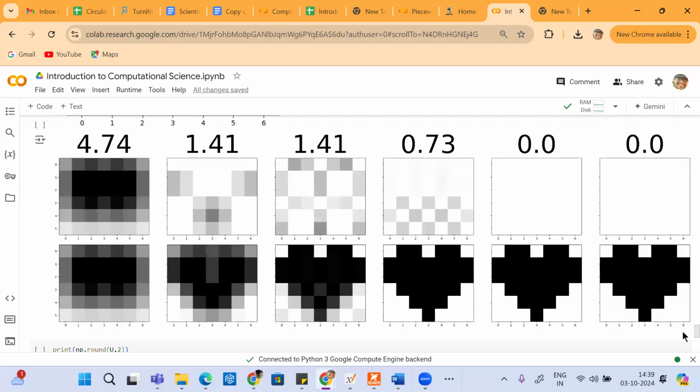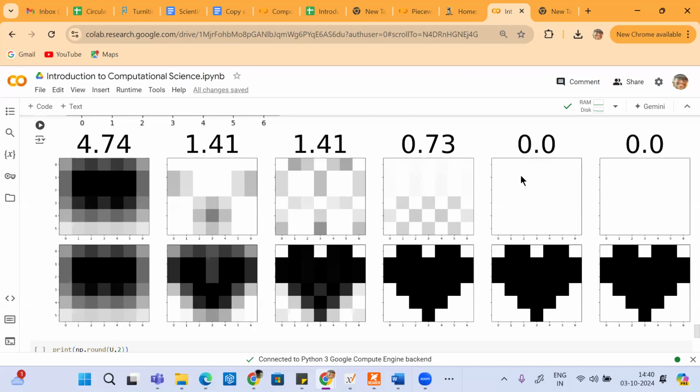So this is the 4.74. If you take the matrix with the 4.74 singular value, that is the biggest one, you land up with something like this. And if you take the second singular value as well, that is 1.41, it looks something like this. Again, with another value, 0.73, it exactly looks like the original image. The last ones, 0 and 0, are the least.